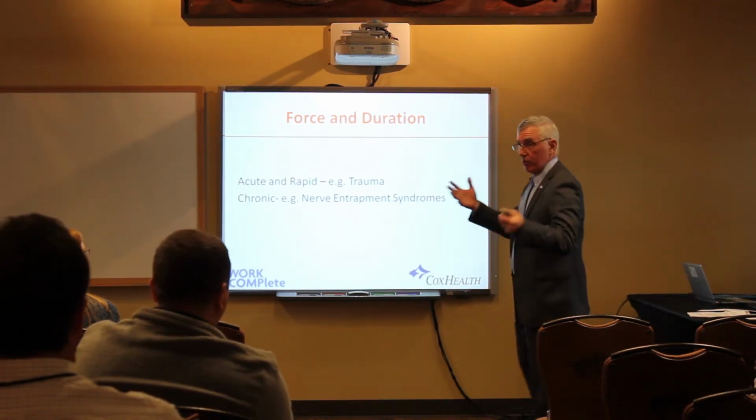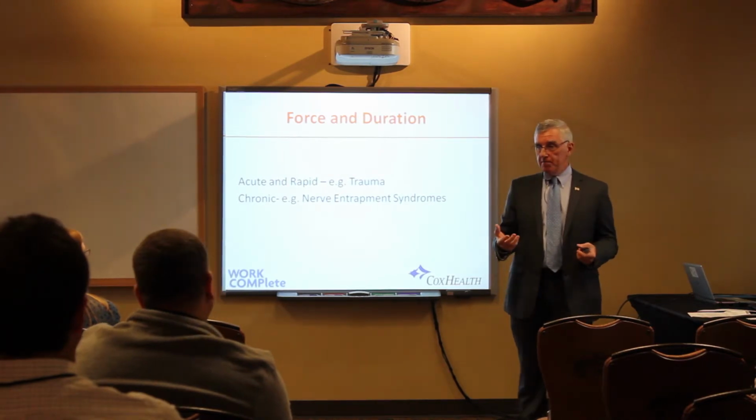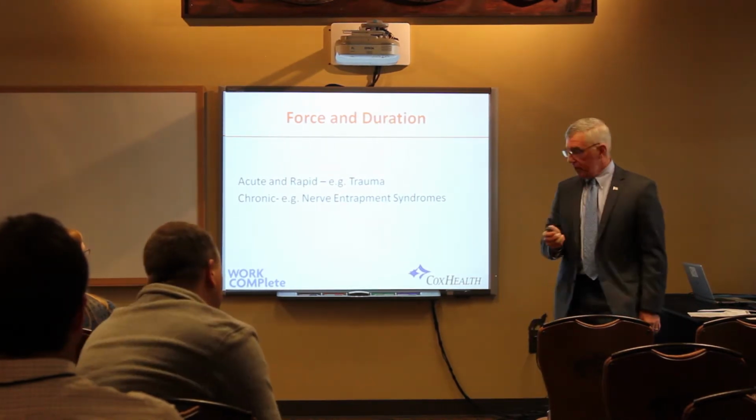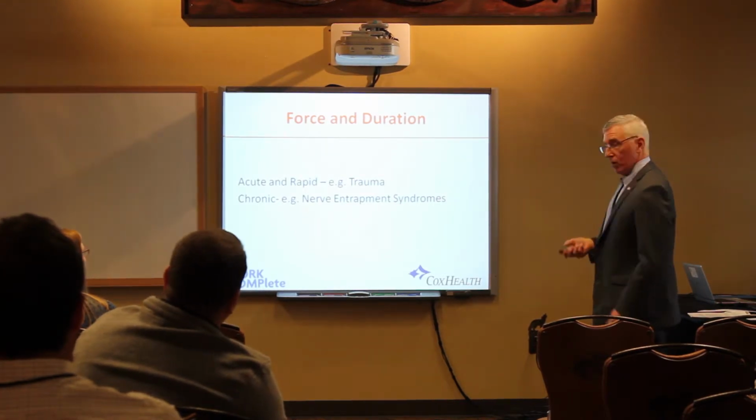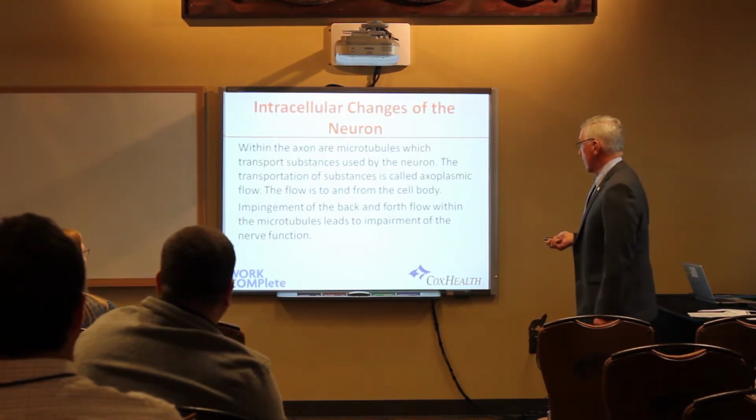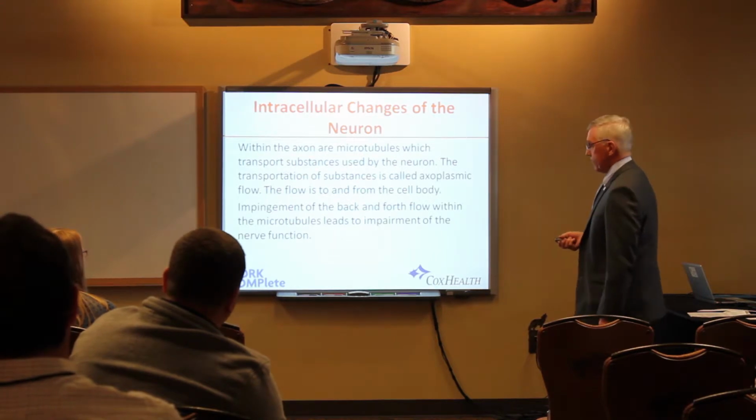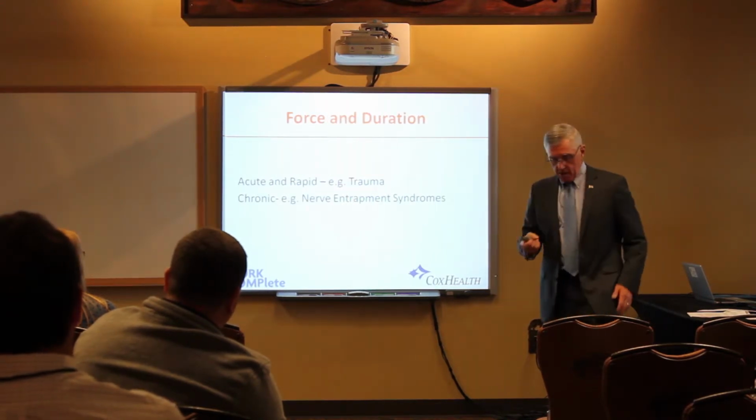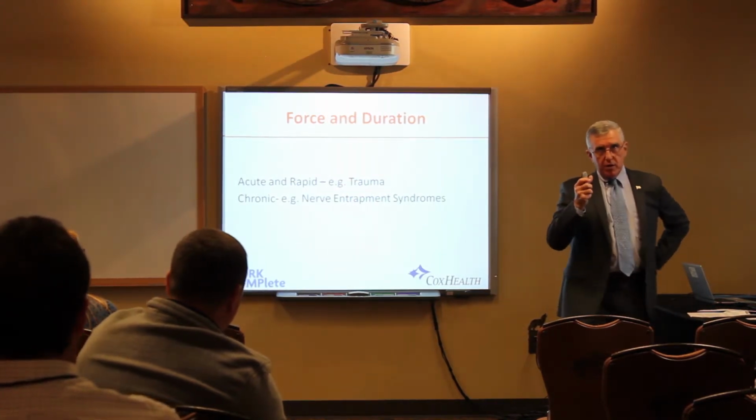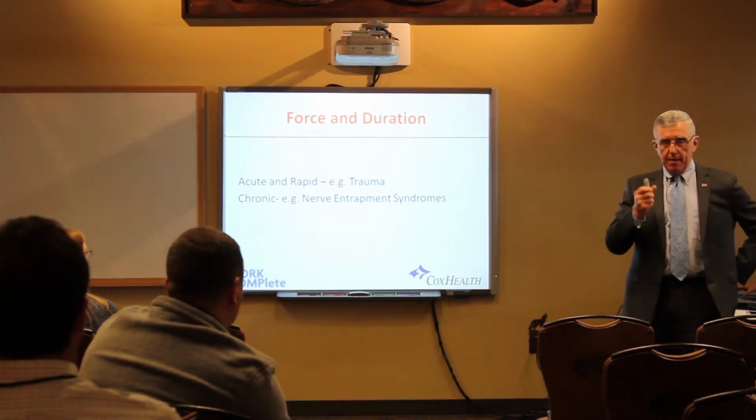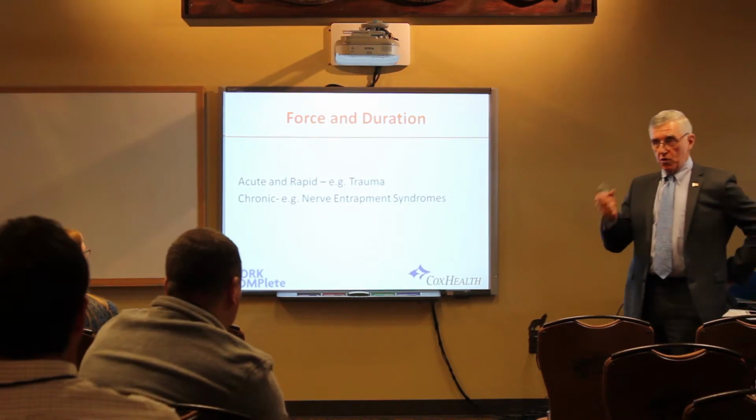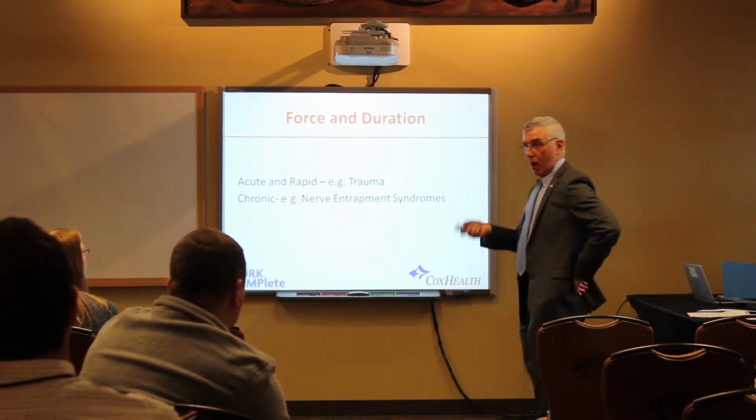If it's a motor nerve, it's going to see alterations in the ability to move things. The most common thing we'll see in the chronic sense is the nerve entrapment syndromes. Now, let me back up a little bit. When you have an injury that's chronic, you're going to see initial damage at the blood-nerve barrier. There'll be swelling in there.